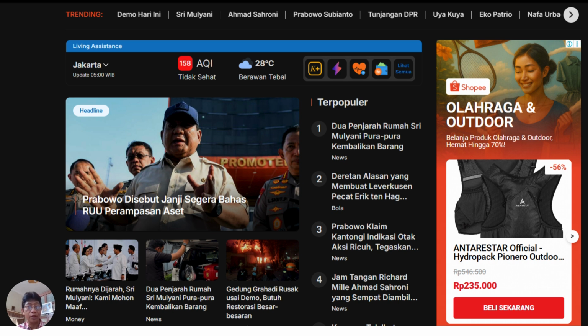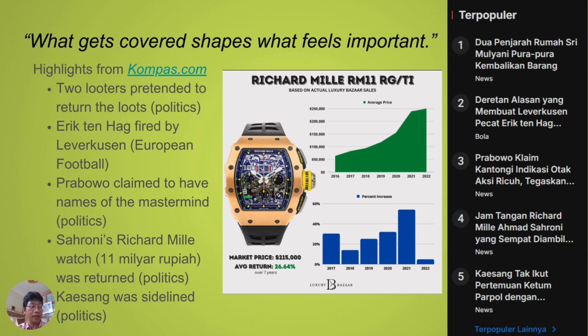Now, let's take a look at these particular headlines from Kompas.com, right? The issues highlighted in the news shape our sense of what matters most at the given time. So, pay attention to the detail here: the top stories include several political issues, two looters of Ibu Sri Mulyani's house who pretended to return their loot. That's the area of politics, right? And the next one is Prabowo's claim of knowing the masterminds behind the case. That's another politics.